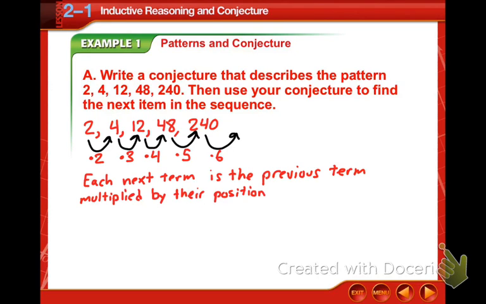So for example, the 4 was in the 2 spot, we did 2 times 2 to get there. The 12 was in the 3 spot, so we multiplied 4, the previous term, by 3, and so on. So position number.